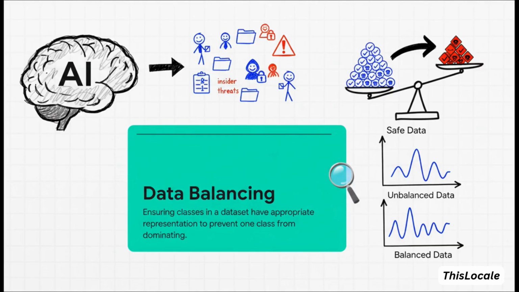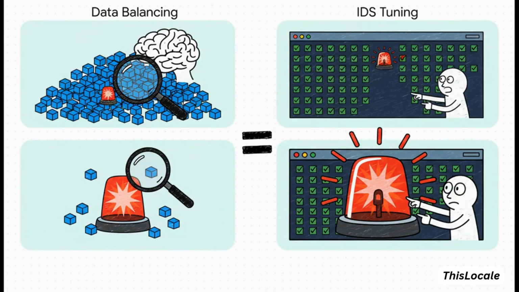And again, this has a perfect parallel in the world of cybersecurity ops: tuning your intrusion detection system. If an IDS isn't tuned right, it's just going to ignore those low and slow attacks, creating really dangerous false negatives. Data balancing is pretty much the AI version of that tuning process. It ensures those quiet but deadly threats get enough airtime during training so the model actually learns to recognize them.